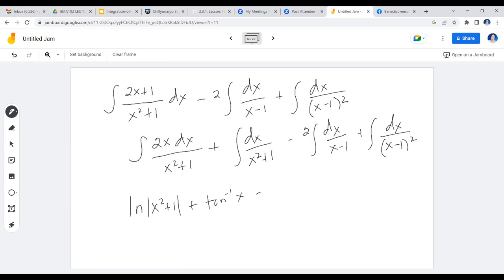And for this one, this is an ln. So 2 ln of x minus 1. This one will be power rule. The derivative of x minus 1 is dx. So meaning you're going to do power rule for this one. If you do power rule for this, that would be x minus 1 raised to negative 2 plus 1 over negative 2 plus 1. So your answer will be negative 1 over x minus 1, for x minus 1 raised to negative 1 over negative 1. So this is your answer.